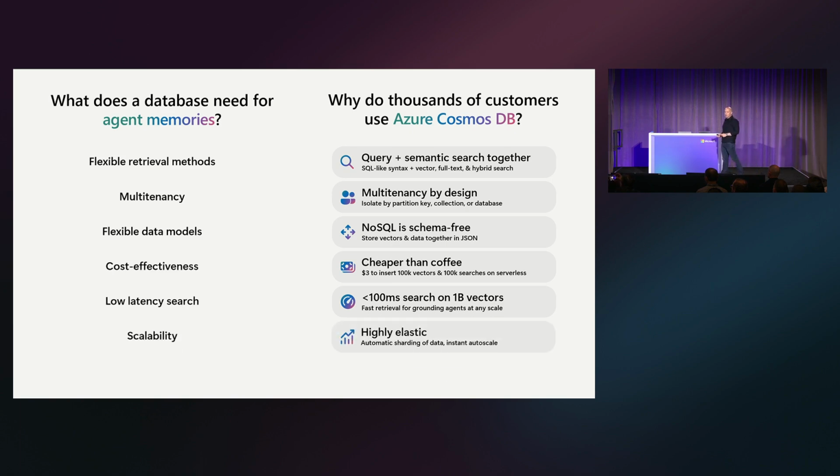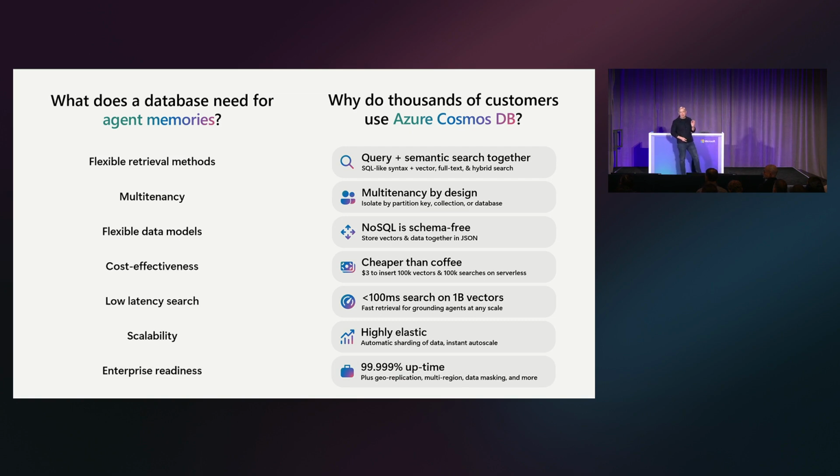Scalability is also critical, right? Cosmos DB is known for its elasticity. It automatically shards and partitions your data for you and can grow out as your data size grows or as your throughput needs increase. And finally, enterprise readiness, right? Cosmos DB is configurable up to 5 nines of availability, plus geo-replication and multi-region reads and writes, so your applications stay fast and responsive no matter where your users are.